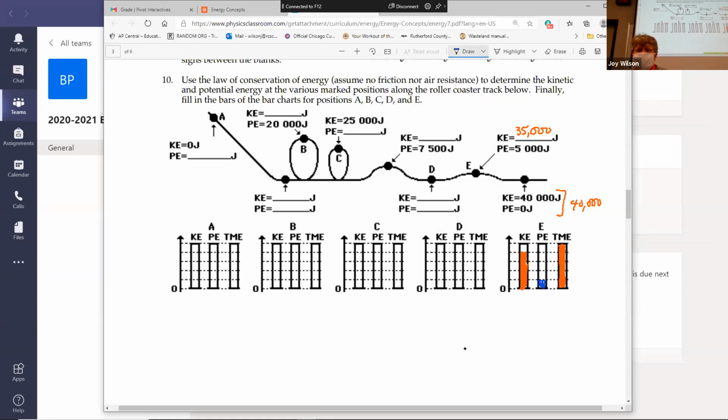Why? There's more kinetic than there is potential because at E we have 35,000 kinetic, but we only have 5,000 potential. So I'm going to make the bar for potential short, and I'm going to make the bar for kinetic tall, but they still have to add up to all 5 bars. 1, 2, 3, 4, 5. Sorry, I can't count. 5 bars. So then I need a 4 and a 1 or a 3 and a 2. So if Emma puts 3 and 2, that's fine. If Lauren puts 4 and 1, that's fine. Either way is fine with me.